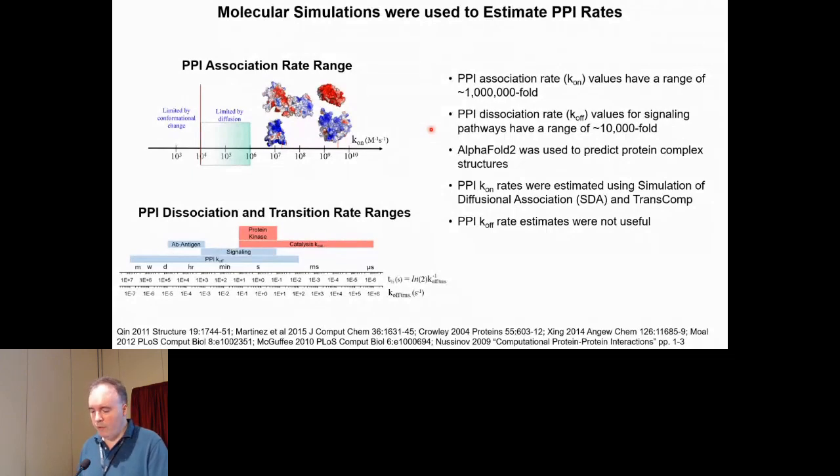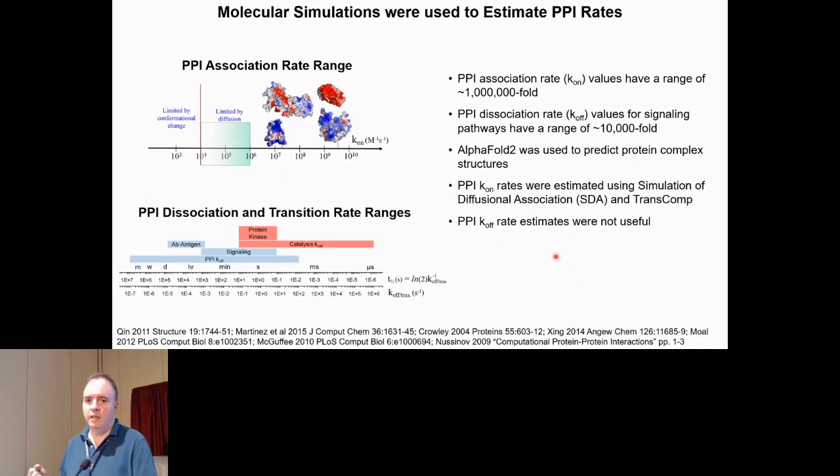And so what we've done is we've used AlphaFold to create predicted structures of each of the TLR4 PPIs. And then we took those structures and inputted them to predict K-on rates using 2 programs, Simulation of Diffusional Association, or SDA, and TransComp. SDA does have a feature where it can predict K-off rates, but they warn in the instructions, they're very clear, that this feature is experimental and not at all validated.